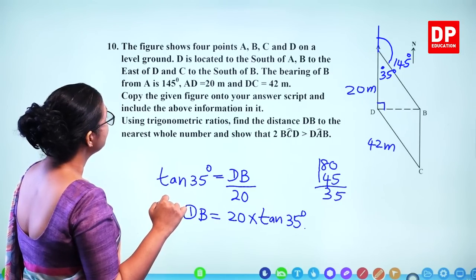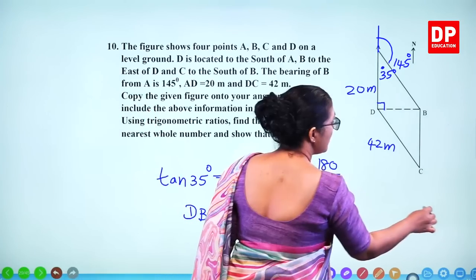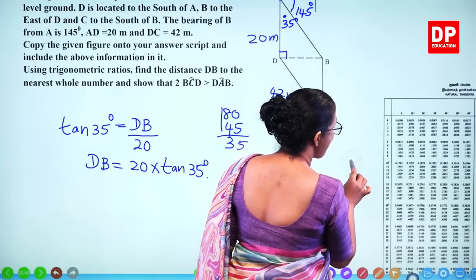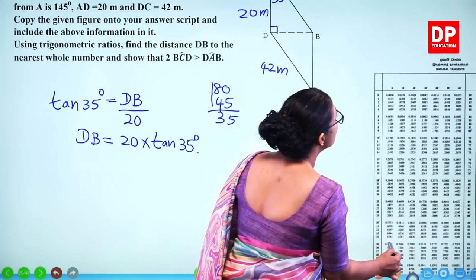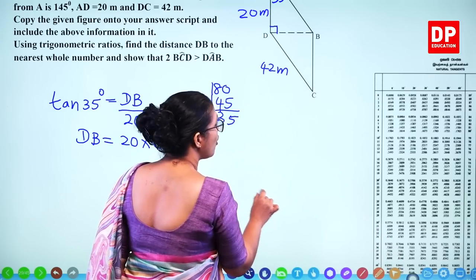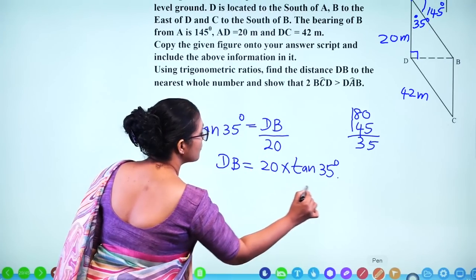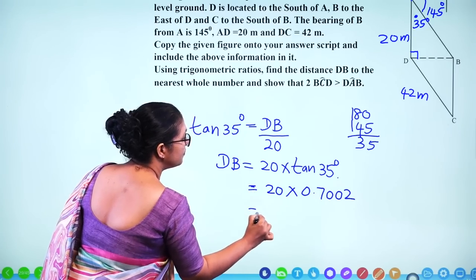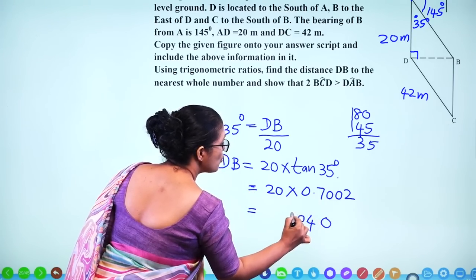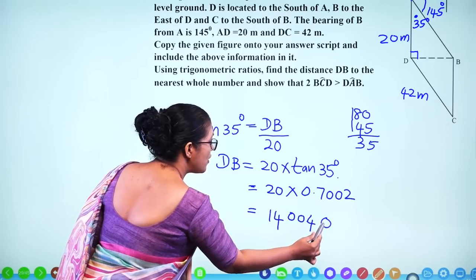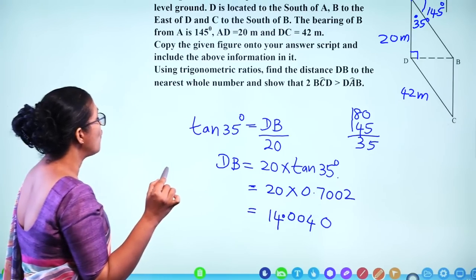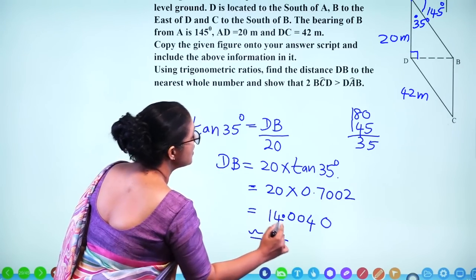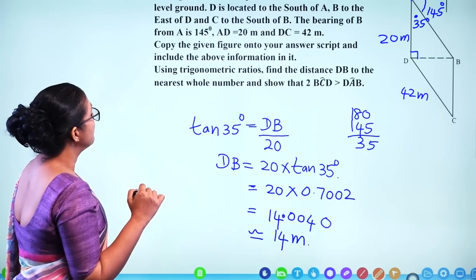So what's the value? Tan 35, we can use the tangent table and see where's 35. Tan 35 is 0.7002. And that's multiplied by 20. 2 times 2, 4. 2 times 7, 14. And you have to keep 4 decimal places. So 14.0040, to the nearest whole number, 14 meters. That's DB.